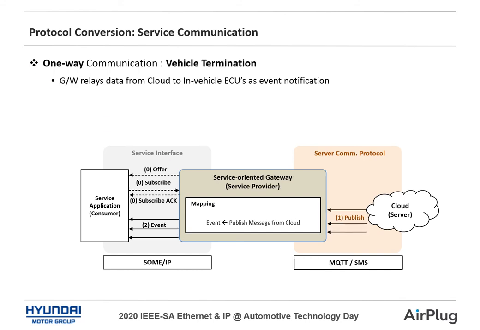The last case is opposite to the previous case. Applications on in-vehicle ECUs are using cloud information in a service-oriented way. A consumer application needs to subscribe events in advance. For this, the service-oriented gateway should provide information about the existence and location of the corresponding service using SOME/IP SD offer message. Remaining procedures are almost the same as before, except the direction.